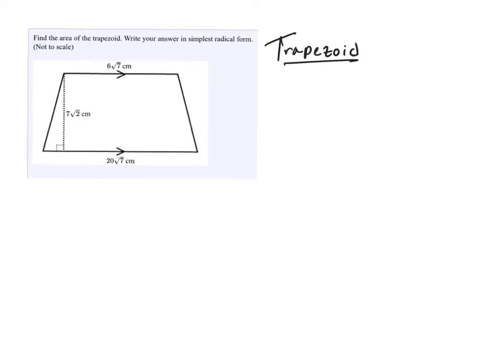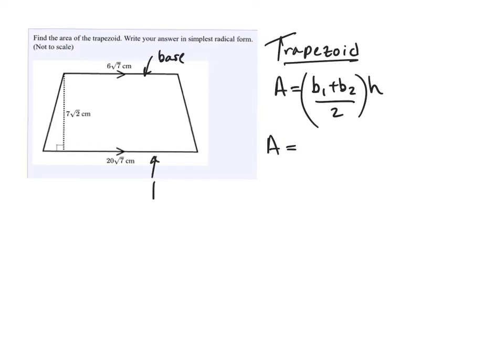Trapezoids. The area of a trapezoid is the average of the bases, base 1 plus base 2 divided by 2, times the height. So in this problem, you have to understand the bases are the parallel sides. So base 1 is 6 root 7. The second base is 20 root 7. So I'll add those up and divide by 2, times the height, which is 7 root 2.